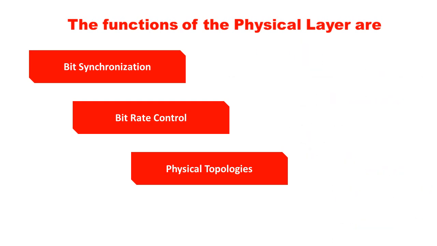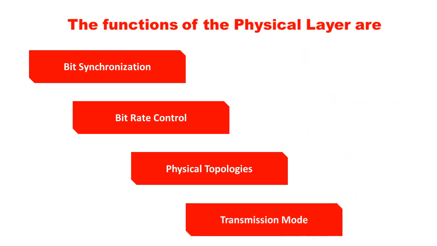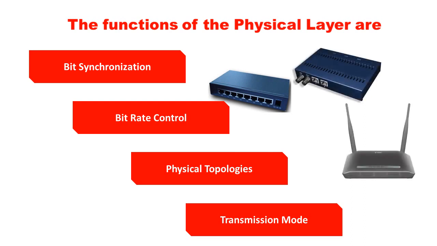Another function is transmission mode. The physical layer is also responsible for the way in which the data flows between two connected devices. This layer manages various transmission modes possible in the network, like simplex, half duplex and full duplex. Some of the networking devices which work on the physical layer of the OSI model are hub, repeater, modem, RJ45 and cables.